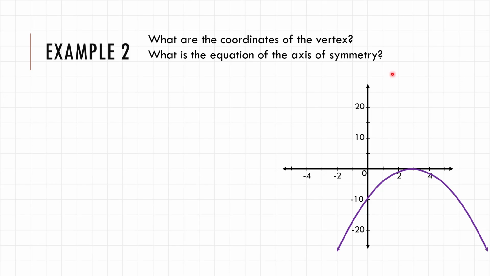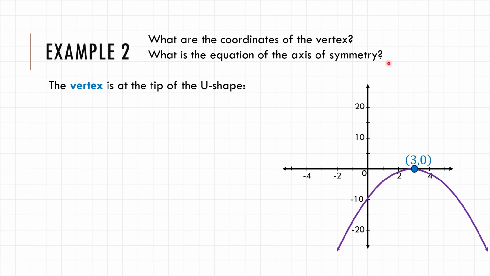What are the coordinates of the vertex of this parabola, and what is the equation of the axis of symmetry? Pause the video here and see if you can figure out the answers to these two questions, and I think you'll find them quite short. Well, the vertex, as explained, is just the tip of the parabola. So it looks like it's right over here. If I were to put a point there, the coordinates of that point on the x-axis would be 3, and on the y-axis, it looks like it's at 0. So the coordinates are simply 3 and 0.